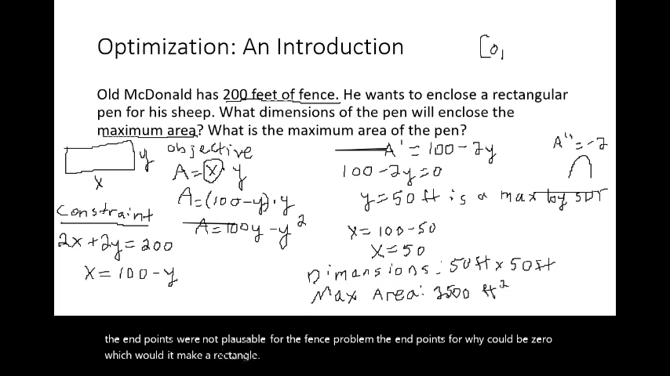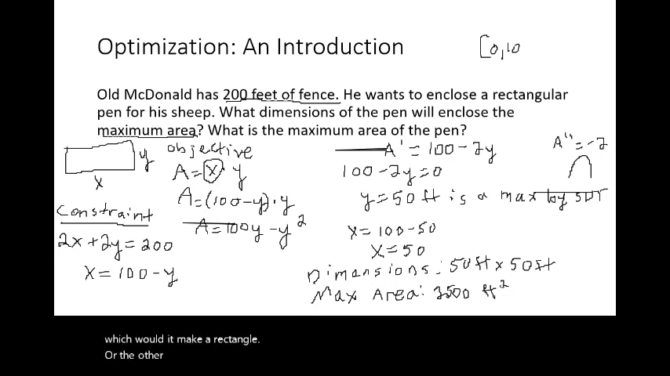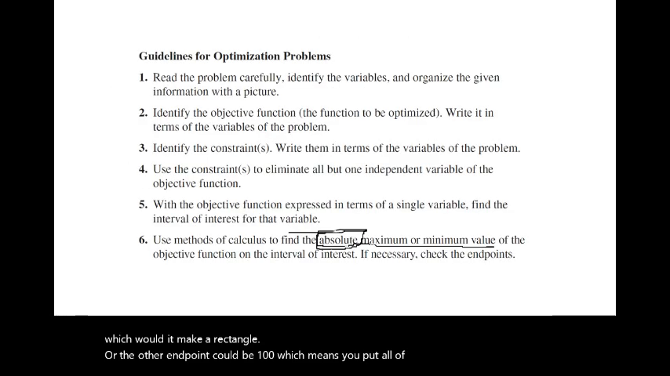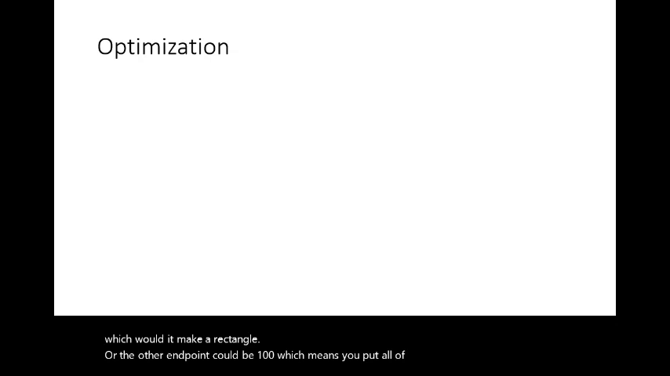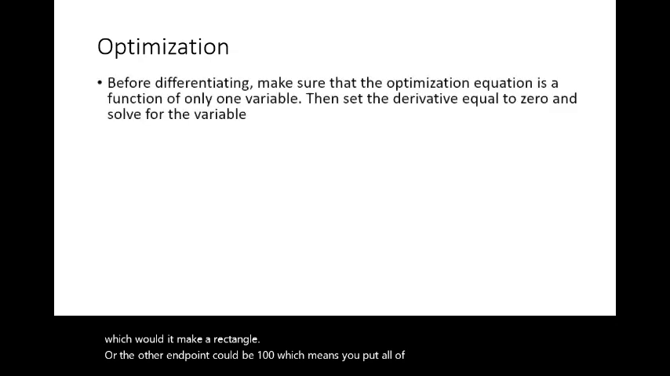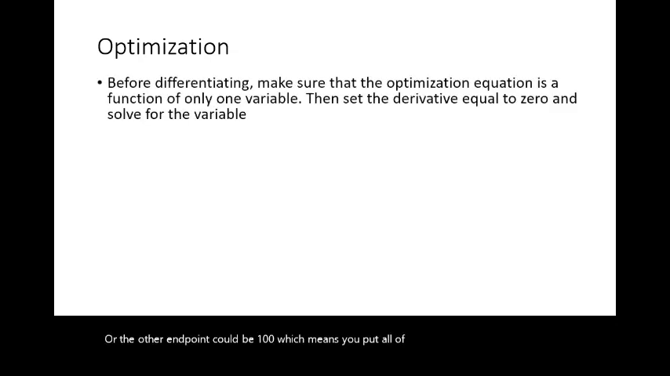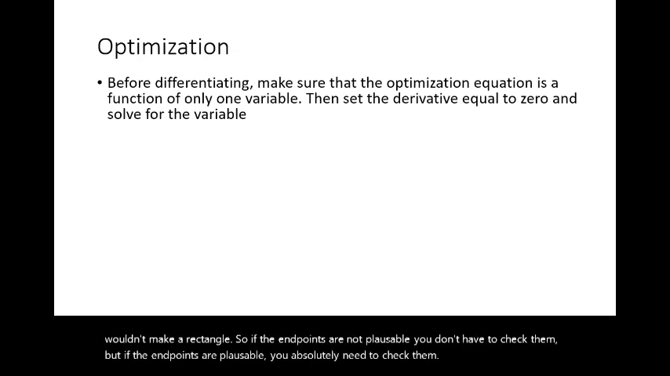Or the other endpoint could be 100, which means you put all of the fencing into y, which still wouldn't make a rectangle. So if the endpoints are not plausible, you don't have to check them. But if the endpoints are plausible, you absolutely need to check them. A couple of other notes before we do more examples.